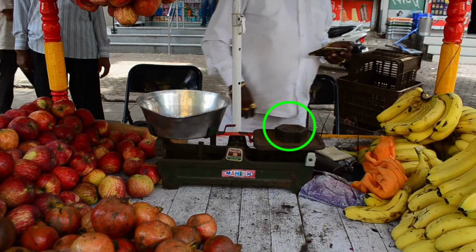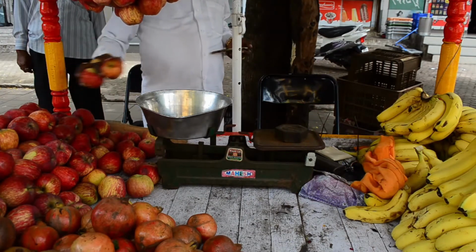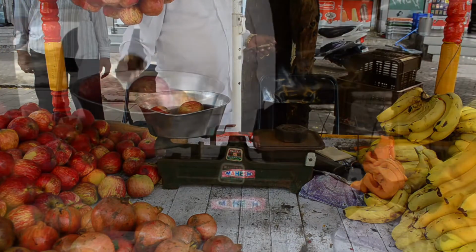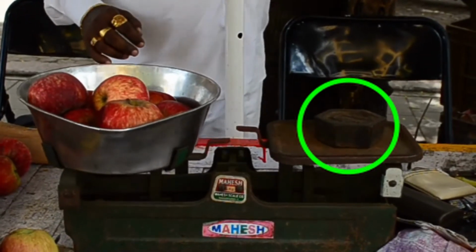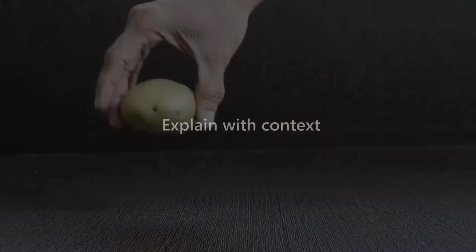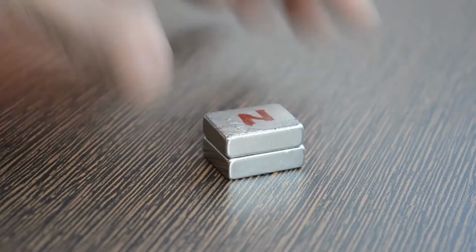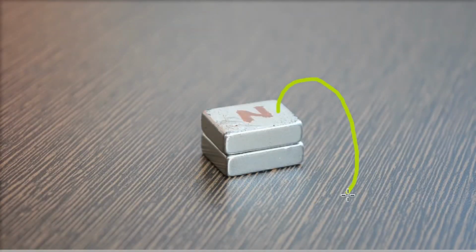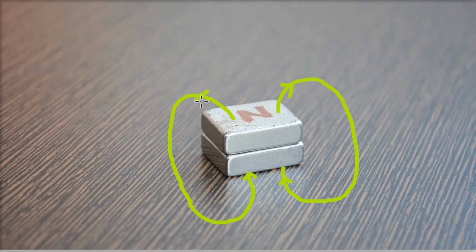Like this fruit vendor. He is balancing 1 kg of known mass with a set of apples. Instead of using a separate notebook or blackboard for explaining the concept, use the current setup itself and explain the findings on the same. How to do it, we will see later.